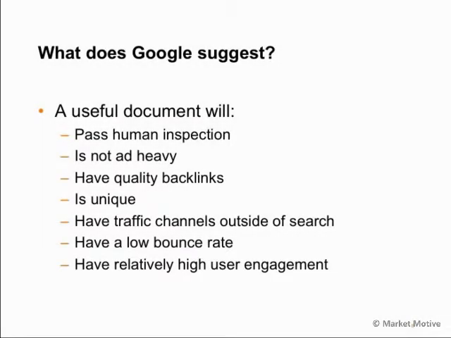So what does Google suggest? Well, Google's always kind of suggested just make quality content and we'll find it. Unfortunately, that doesn't quite cut the mustard, and we need to go a little bit further than that. But what they suggest is that you have a site that passes human inspection, that's not ad heavy, that you have some inbound links, that the quality of the content is unique, and that you have a lower bounce rate, and again, like I mentioned, increasing user engagement and having traffic channels outside of Google to again validate that you actually deserve those rankings.